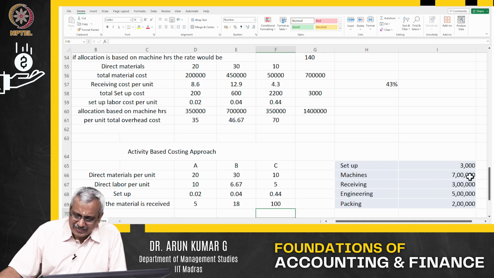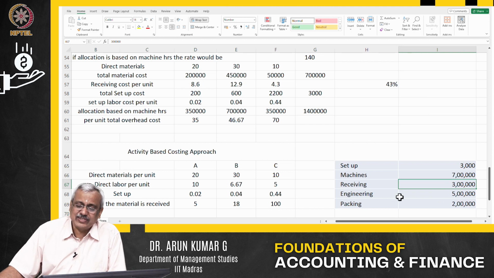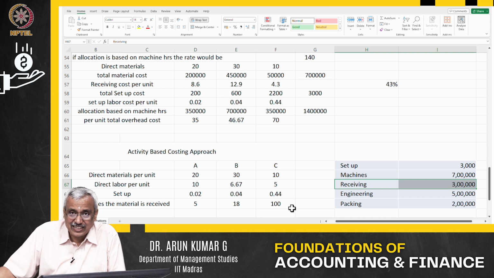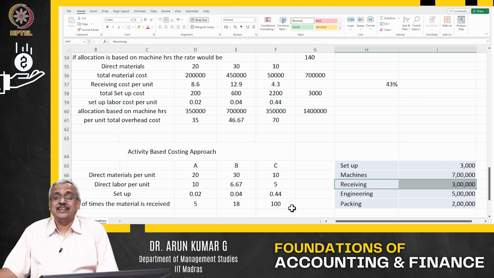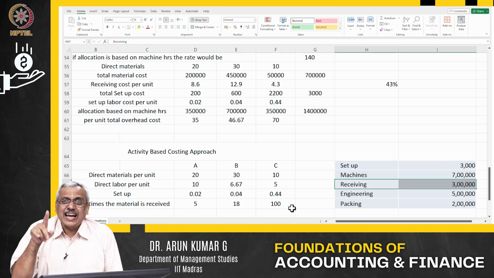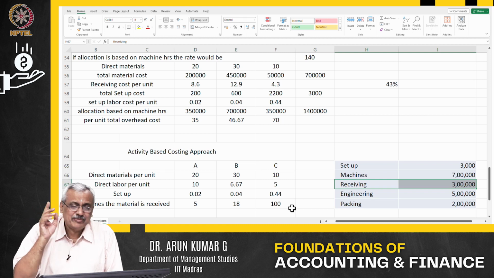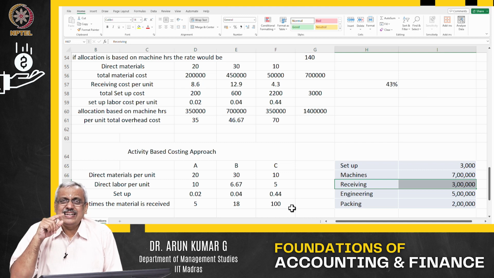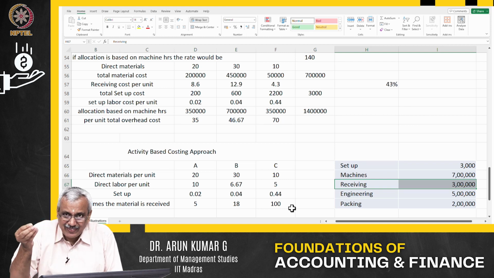So what is the ratio in which the receiving cost has to be allocated? It has to be allocated in the ratio of 5:18:100, because it is related to the effort involved in receiving. The activity is receiving. What is the driver? The number of times you receive. For A, 5 components received once, so 5 times. For product B, 6 components received 3 times, so 18 times. For product C, 10 components received 10 times, so 100 times. So the activity driver is the number of times I receive.